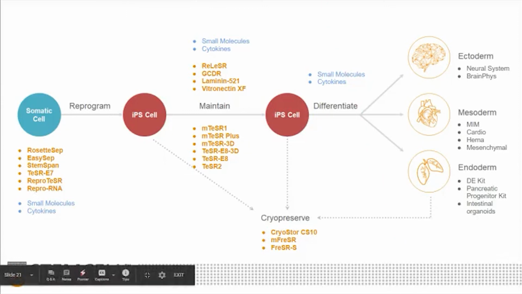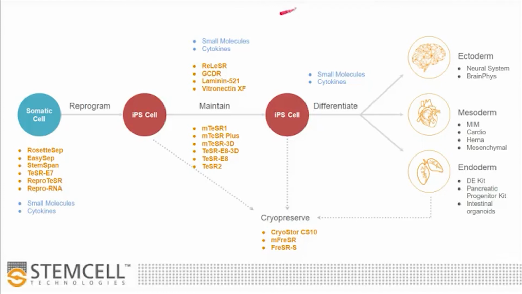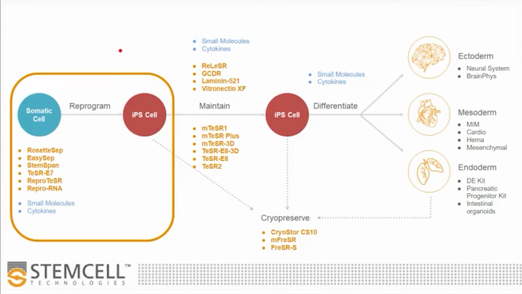So here's an overall workflow of the PSC continuum. And what we spent a lot of time on today was the reprogramming section. And we spoke about the different cell separation products that we can offer our customers who are interested in blood reprogramming. Teaser E7 was our historical reprogramming medium. However, more and more people are shifting to ReproTeaser now. And for a vector for reprogramming fibroblasts, ReproRNA is the way to go. We can also offer small molecules and cytokines should customers request them for reprogramming also.